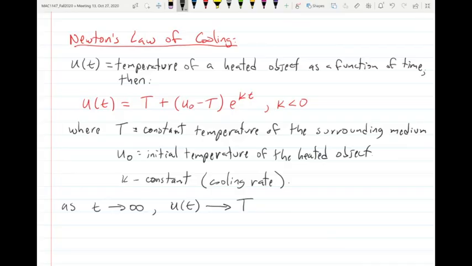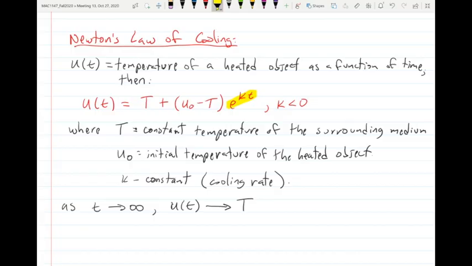So what makes sense is that as lowercase t approaches infinity, the temperature of the object should approach capital T, which is the constant temperature of the surrounding medium. And notice that the formula actually is taking this into account. Remember that k is negative. If we look at the formula, this parenthesis is a constant, so that's irrelevant because u0 is the initial temperature and capital T is a constant, so let us not worry about that. And let's look at this term then. This is the one that has little t. When t approaches infinity, remember that k is a negative number.